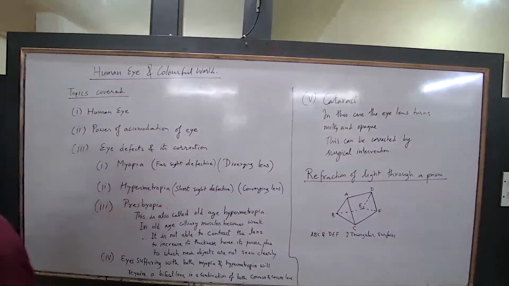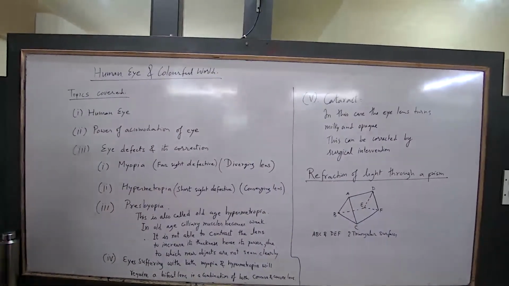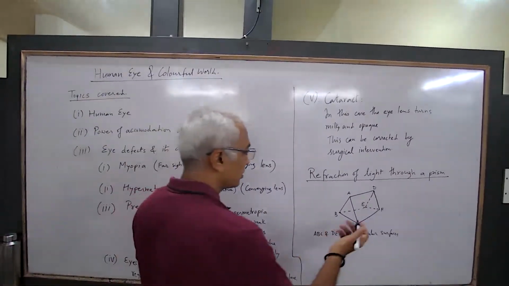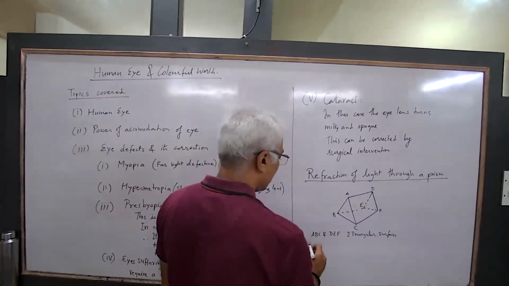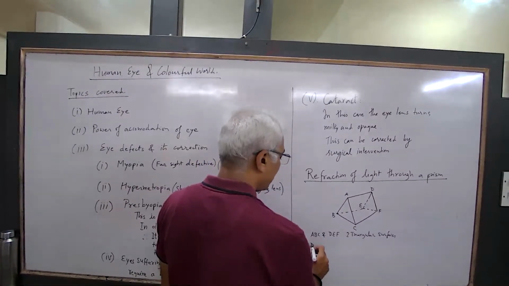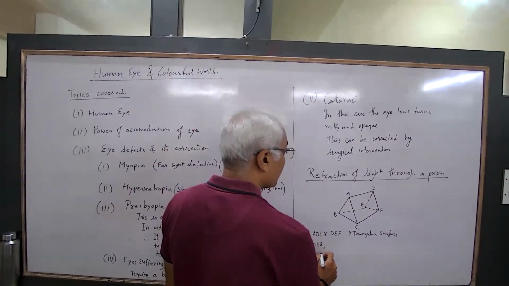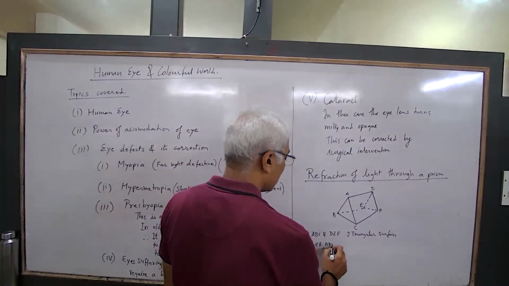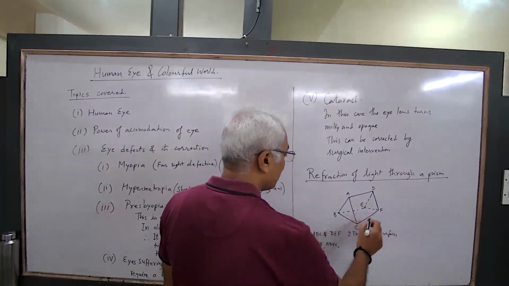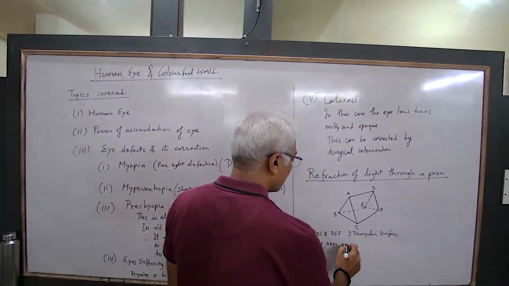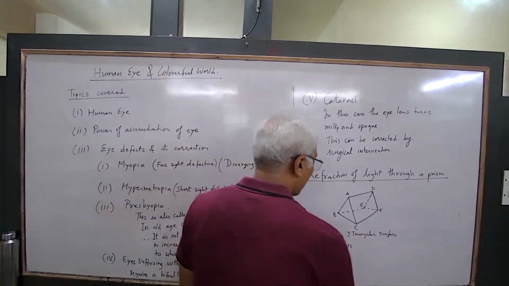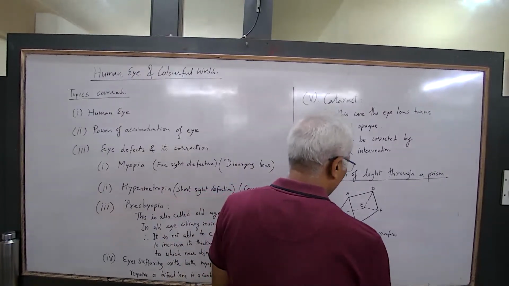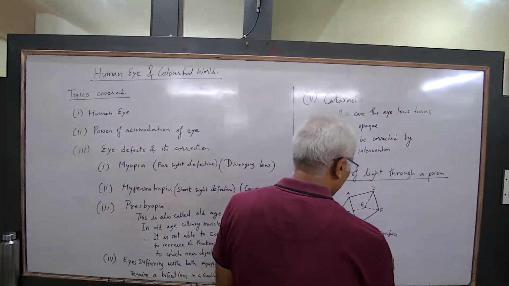So a prism has 2 triangular surfaces and 3 rectangular surfaces. What are the 3 rectangular surfaces? And the base. 3 rectangular surfaces.